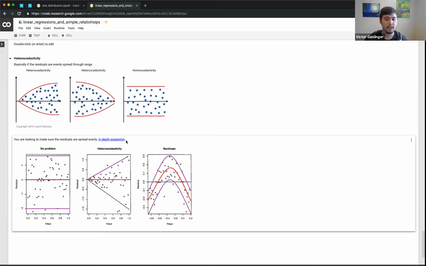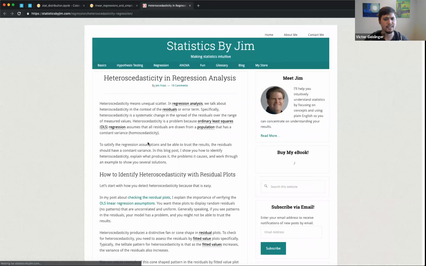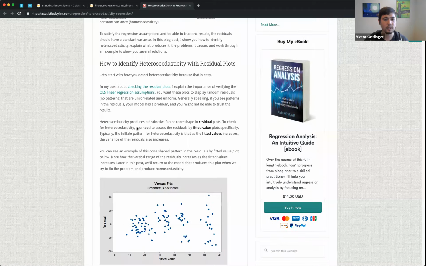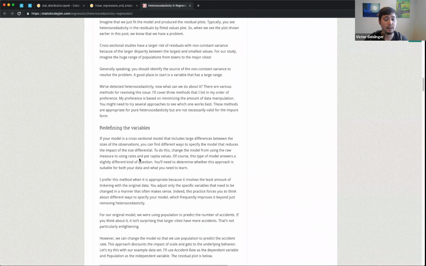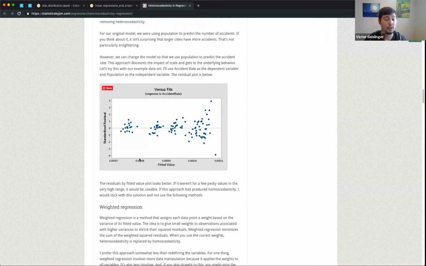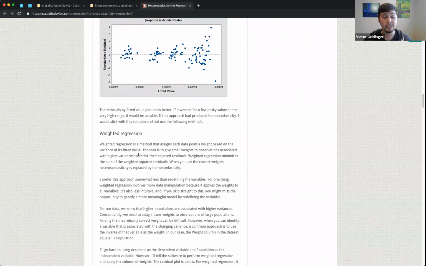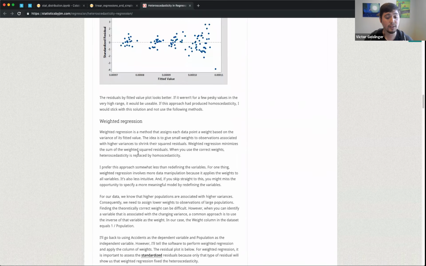And in this notebook, I put in a little link to a different explanation that goes into quite a bit of detail about heteroscedasticity. I thought it was a really good one to explain what you're looking for when you're trying to see if you've got a good data set to actually model against.